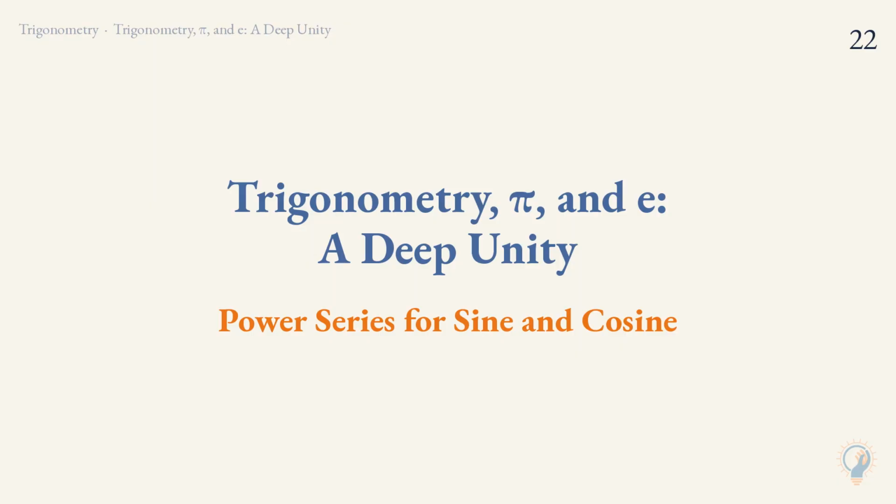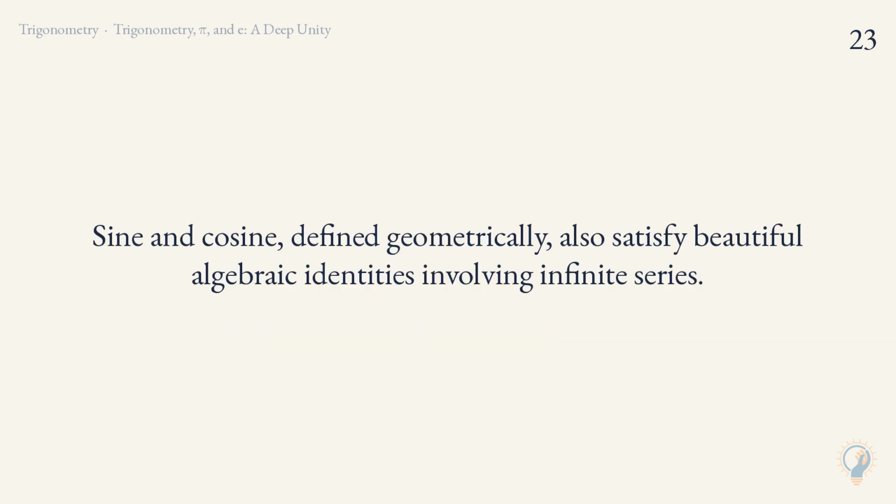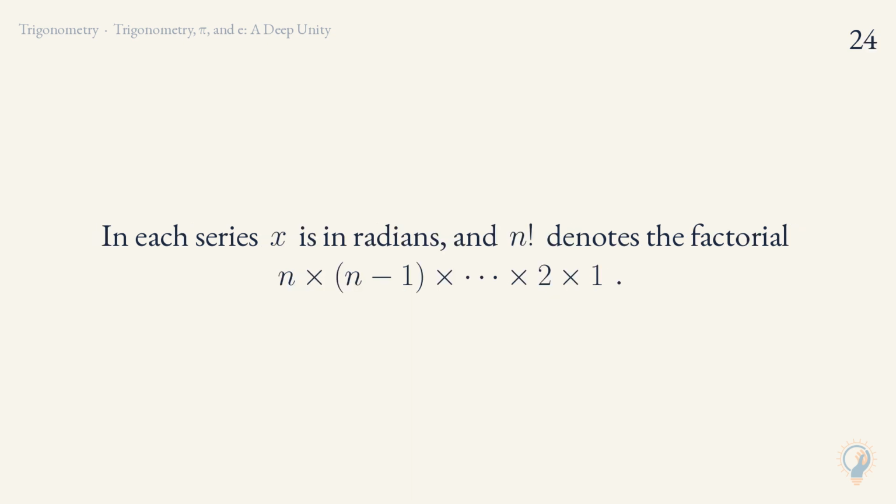Power series for sine and cosine. Sine and cosine, defined geometrically, also satisfy beautiful algebraic identities involving infinite series. In each series, x is in radians, and n factorial denotes the product n times n minus 1, all the way down to 2 times 1.